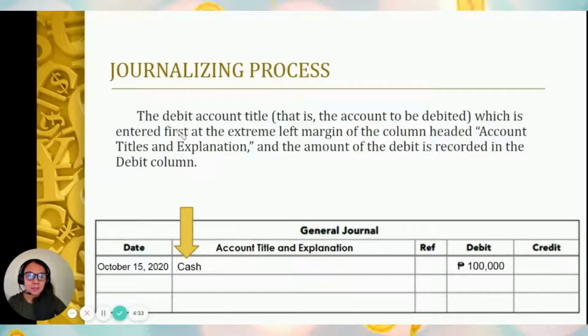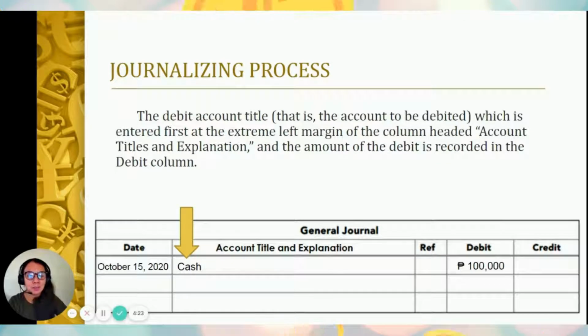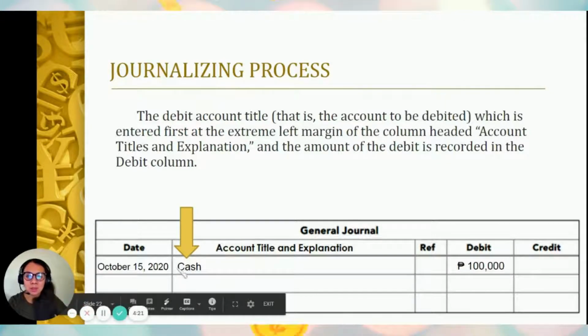The next step and the next column would be the account title and explanation. This is where we enter the debit account title, or the account to be debited. It should be placed at the extreme left margin of the column headed account title and explanation. And then the amount of this account title should be in line and written under the debit column.